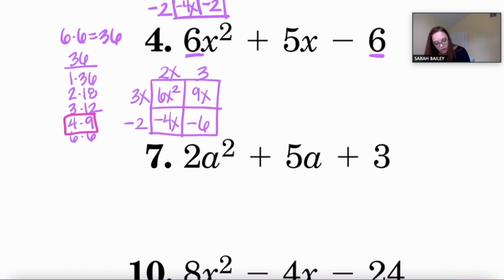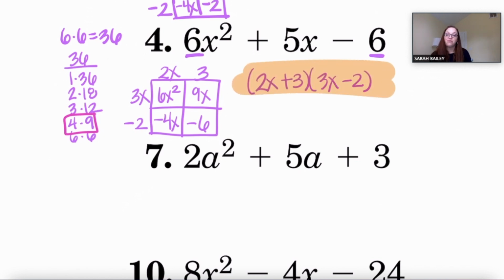Now let's talk about when you take out a negative. It doesn't ever matter if this box right here is negative. Don't even worry about that. If this box is negative, then right here comes a negative. If this box is negative, then right here comes a negative. So be careful with that. All right, so this is going to be 2x plus 3 times 3x minus 2.